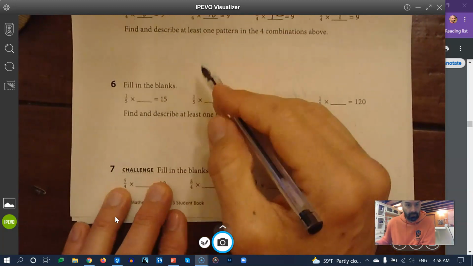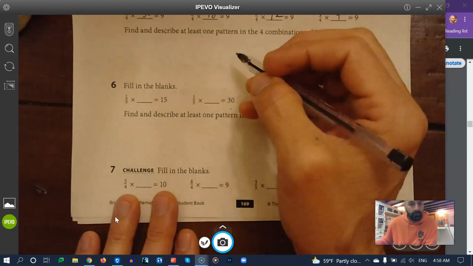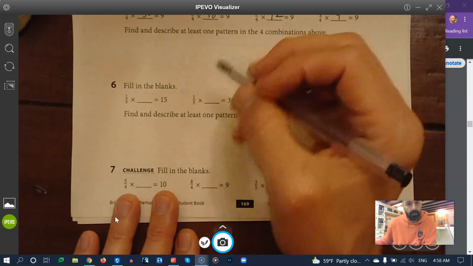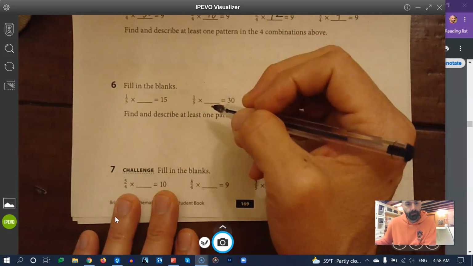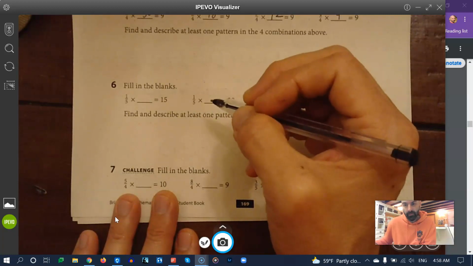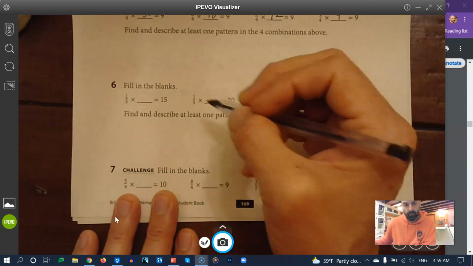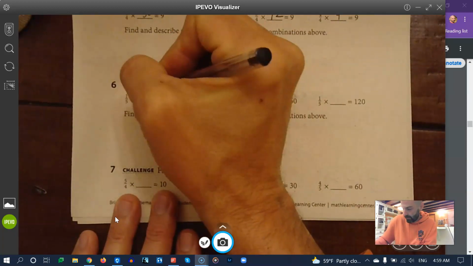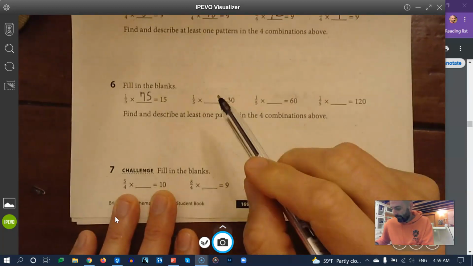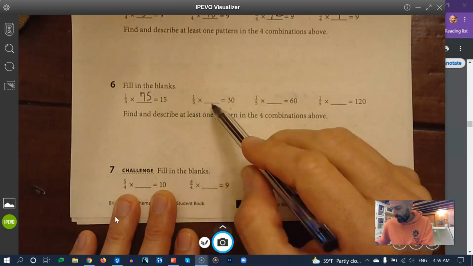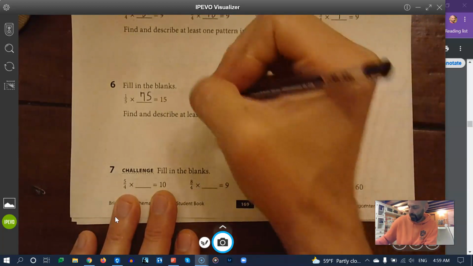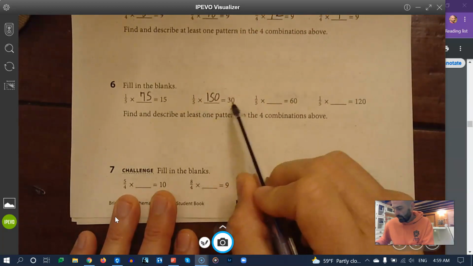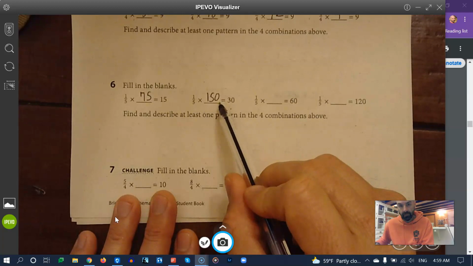1/5 of something is 15. That's a big number, isn't it? 1/5 of 5 times 10 is 50, 75. Is that right? Yeah, I think so. 1/5 of something is 30. So that's going to be 150. Because 5 times 30 is 150.